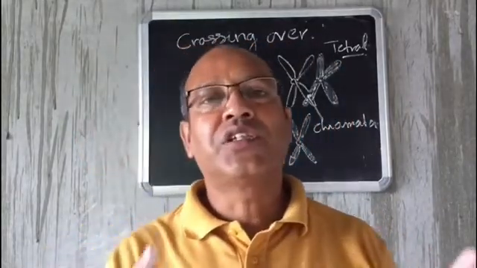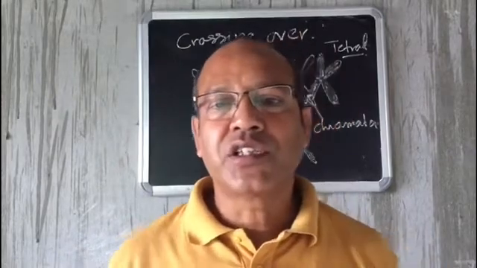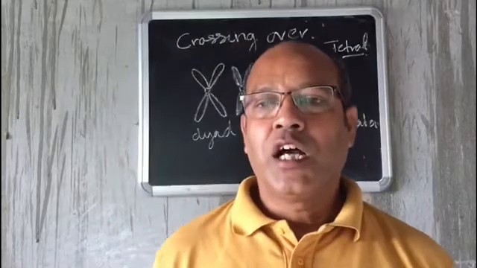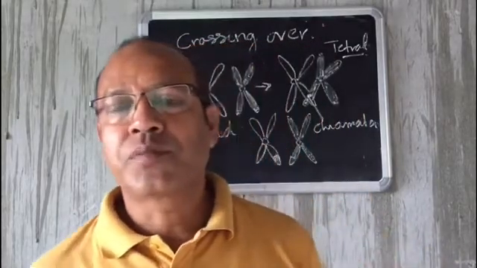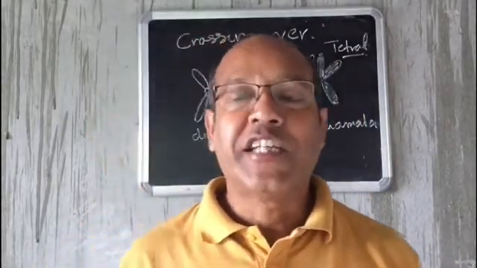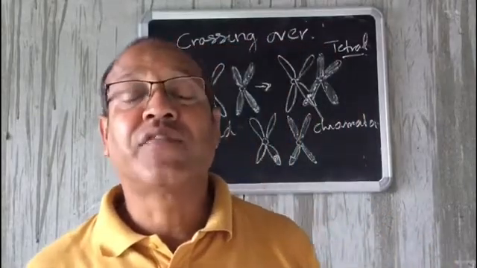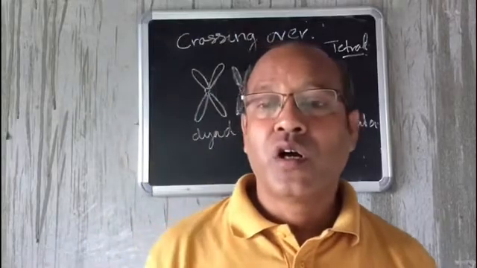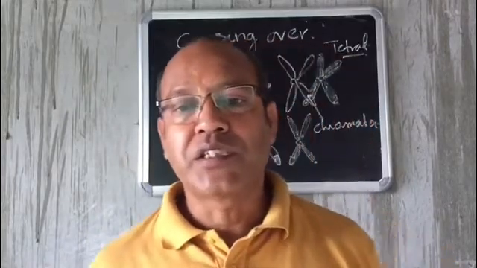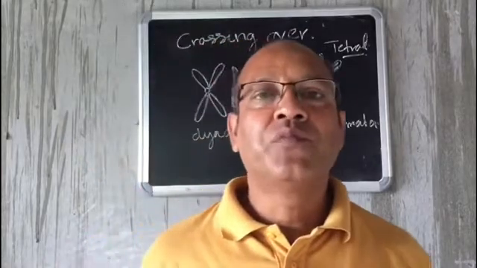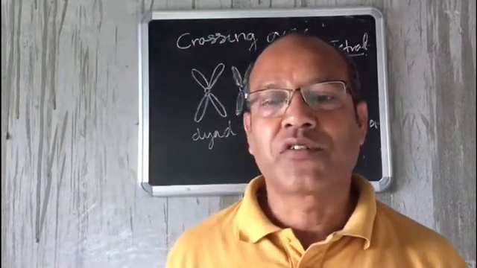So these are the conditions that we need to remember. There are three conditions. Two homologous chromosomes must pair to form synapses. Homologous chromosomes must be in a tetrad condition, and genes must be located at a sufficient distance for crossing over to take place. The maximum percentage of crossing over is 50%. Now we move on to the significance of crossing over.